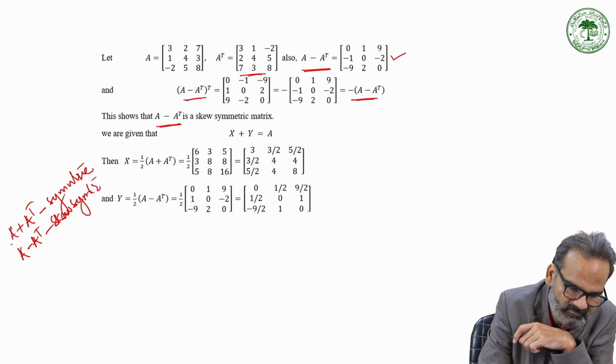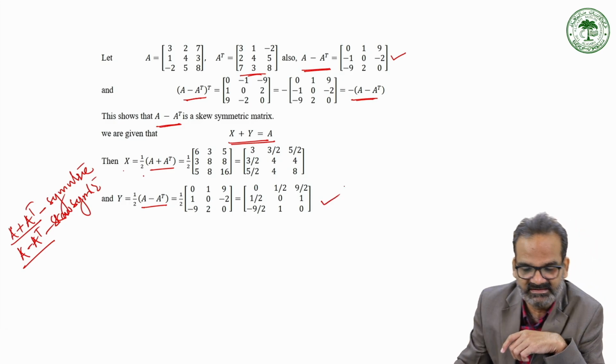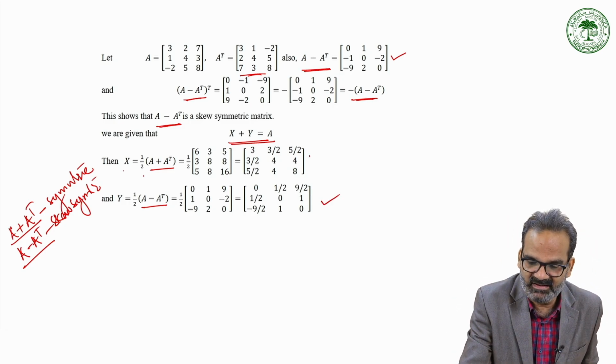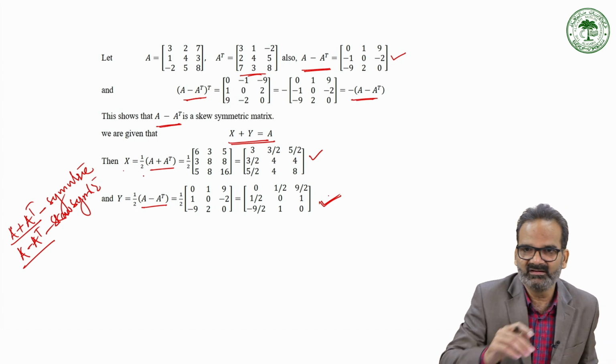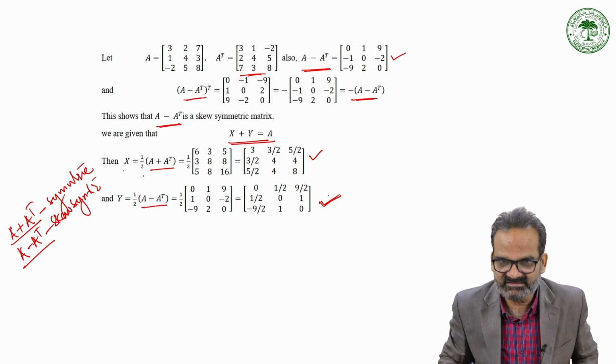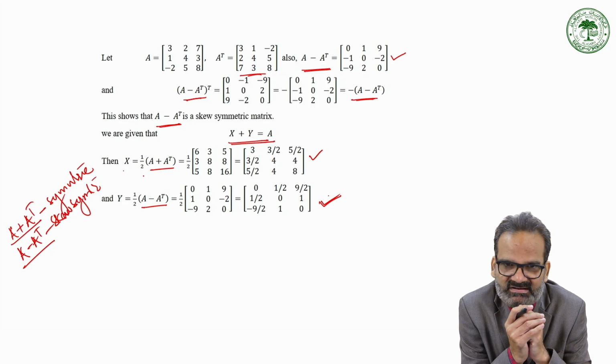Now you can multiply this by 1 upon 2 and this by 1 upon 2. We are given x is equal to 1 upon 2 (A plus AT) and y is equal to 1 upon 2 (A minus AT). The sum of these two, you will get the matrix A itself. So if x is this matrix and y is this matrix, then x plus y will give you the required matrix A. So what actually do we conclude from these two examples?